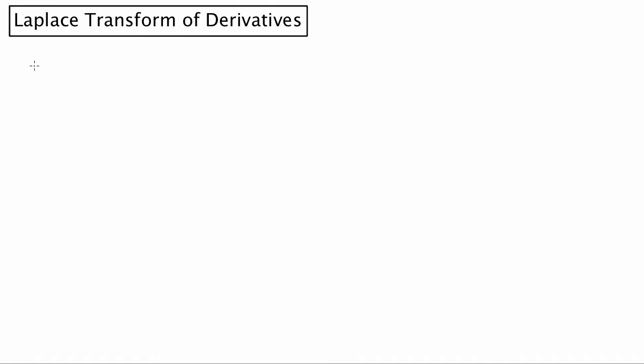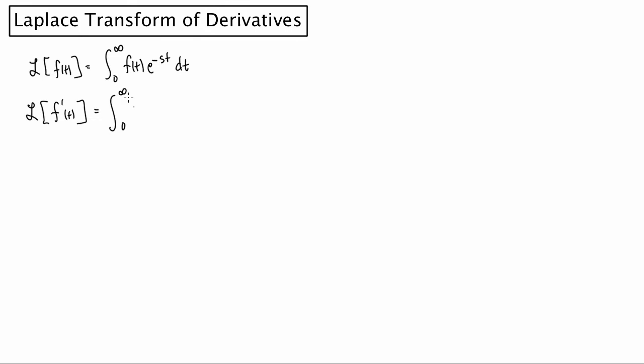So to begin with, for this particular example, I want to start by looking generally at the definition. Recall that the Laplace transform of a function f of t is the integral from 0 to infinity of f of t e to the minus st dt. And if I'm wanting to look at the derivative of f instead, so I'll just look at f prime of t here, then not much would change.